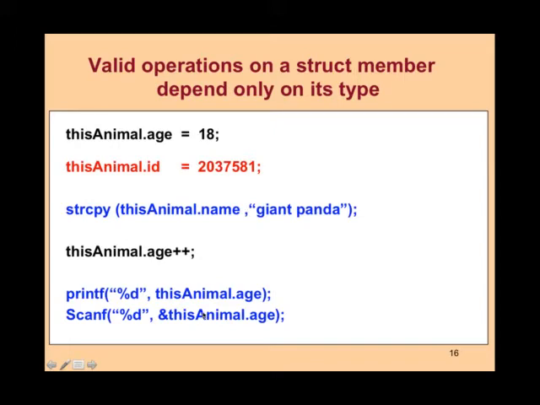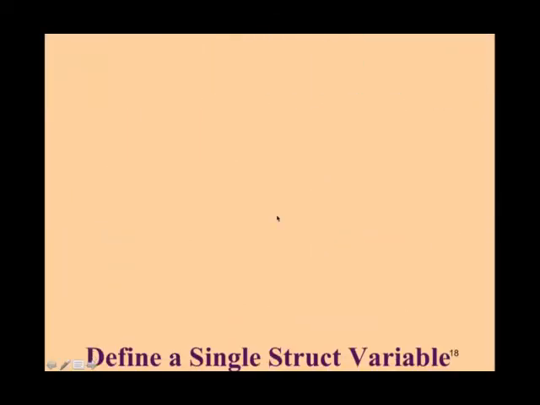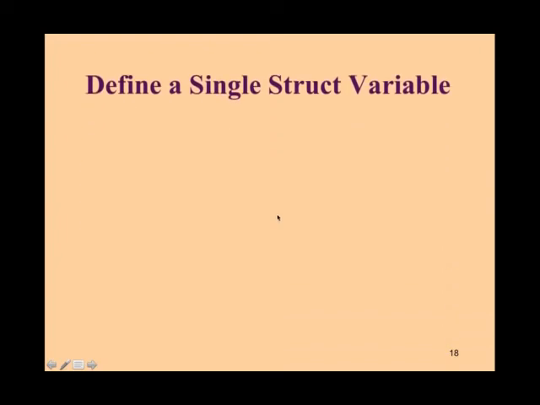Okay, there are other ways to define a struct compared to what we showed in one of the slides earlier. You can define one struct variable, or you can do type definition. These are different from what we showed earlier, but these are available also. If you just need only one variable of a certain struct type, you don't even have to give the struct a name.